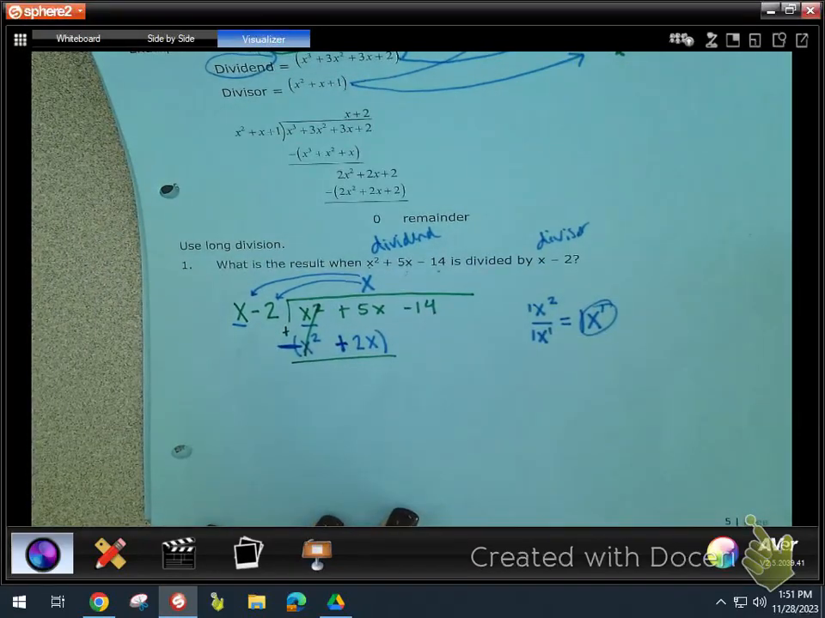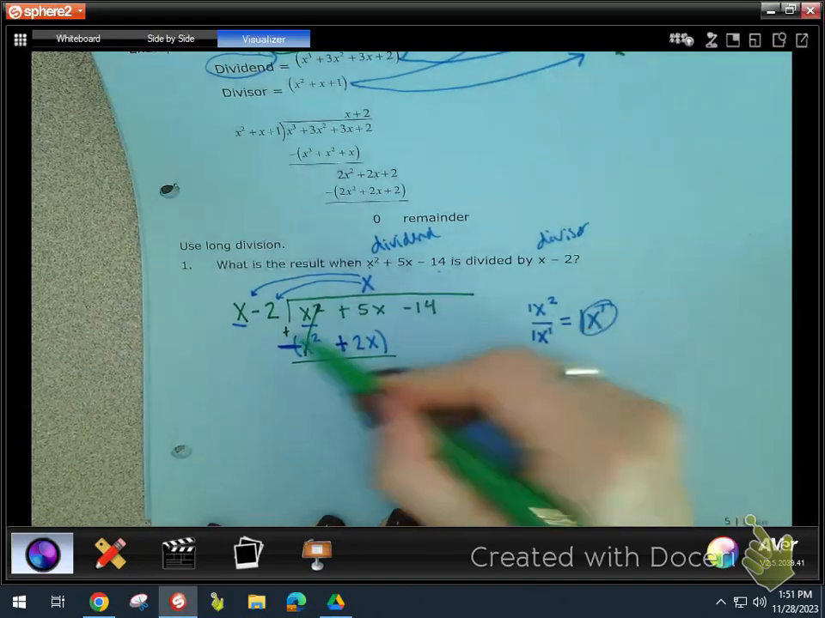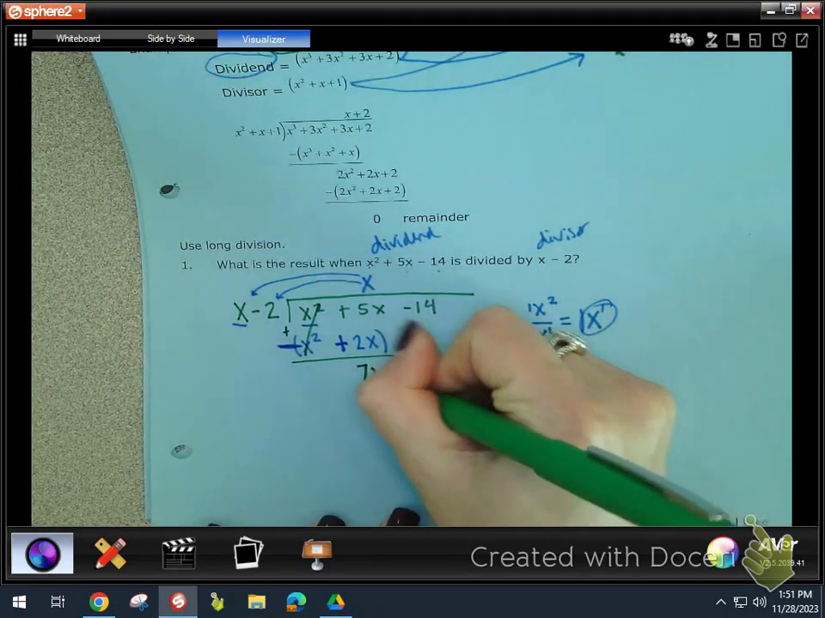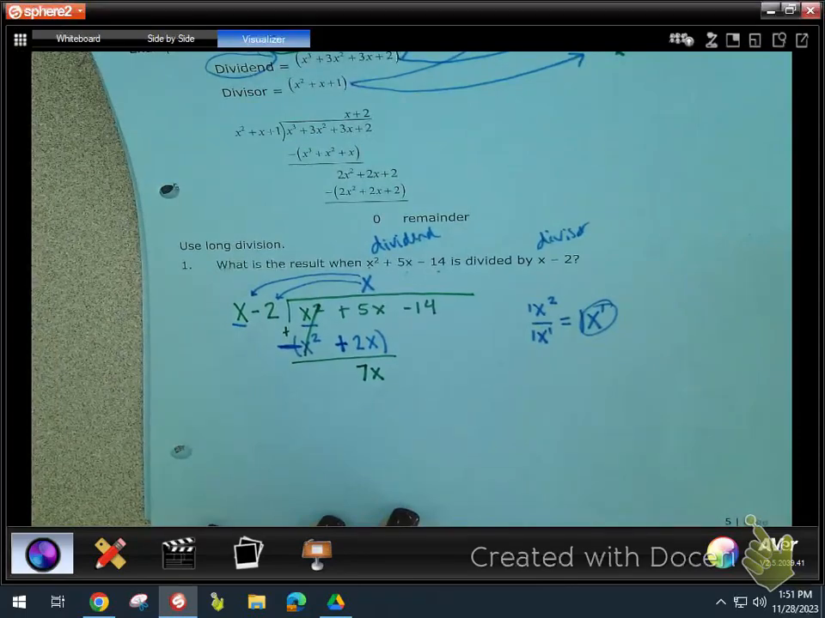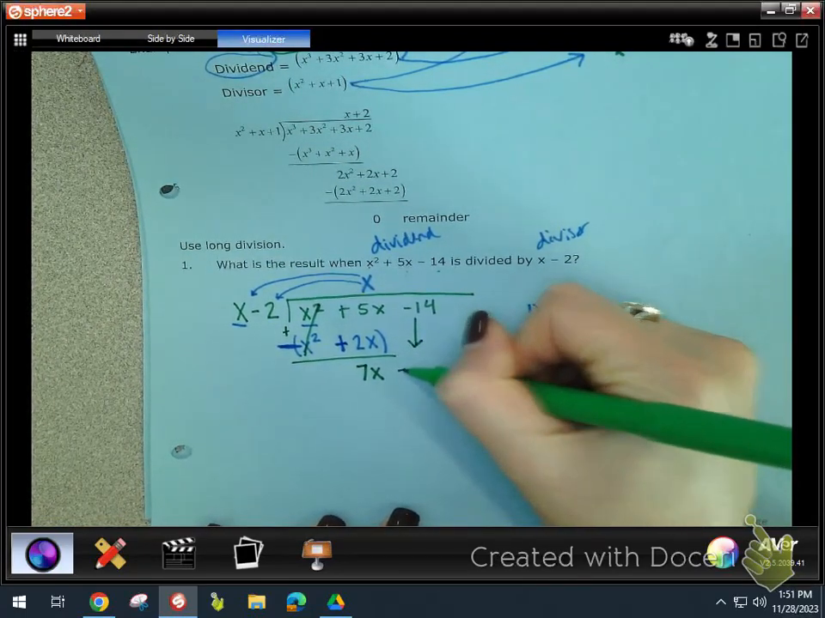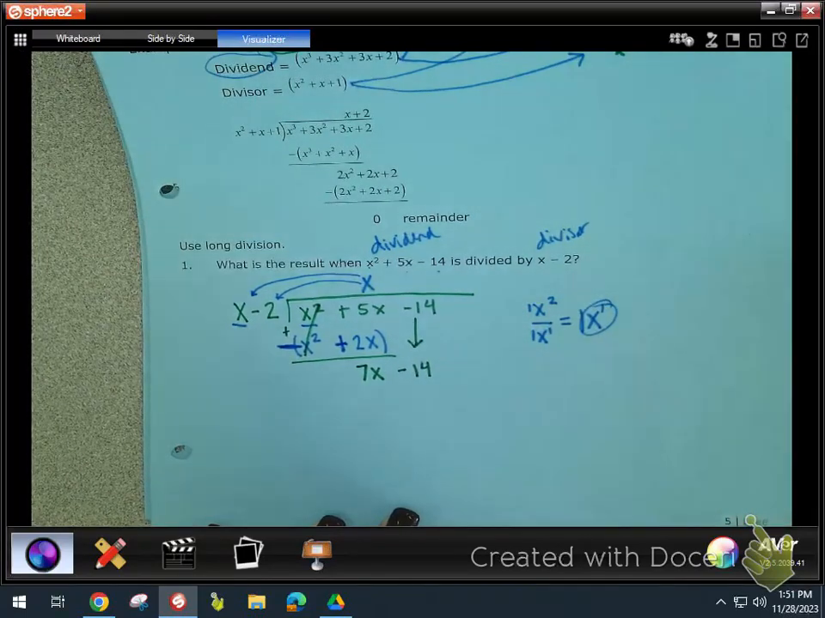0. That first term always should go away. If it does not, you've made a mistake. 5x plus 2x is 7x. And then I'm going to bring down 1 term at a time. I only have 1 left. But if you had more, you're just going to drop down 1 term at a time. And then you start over.